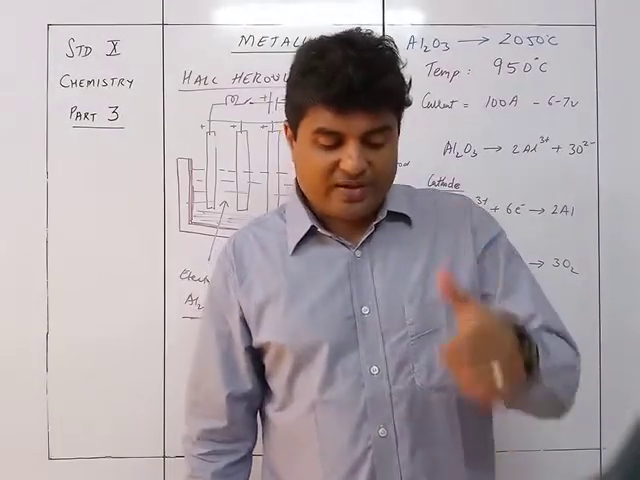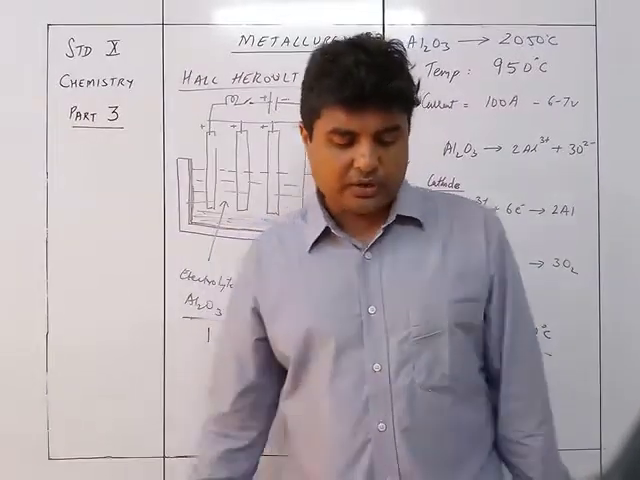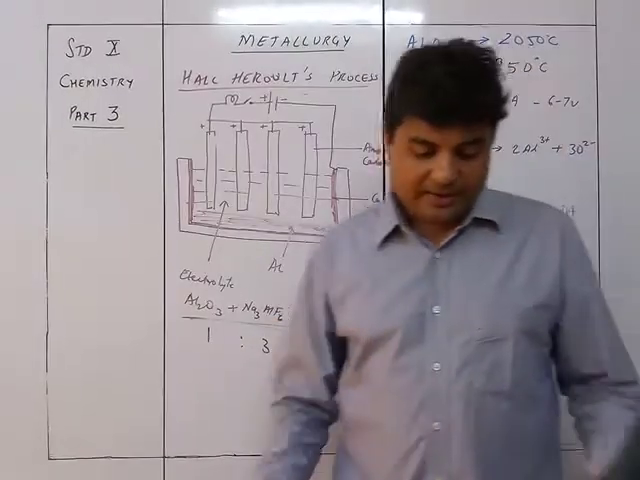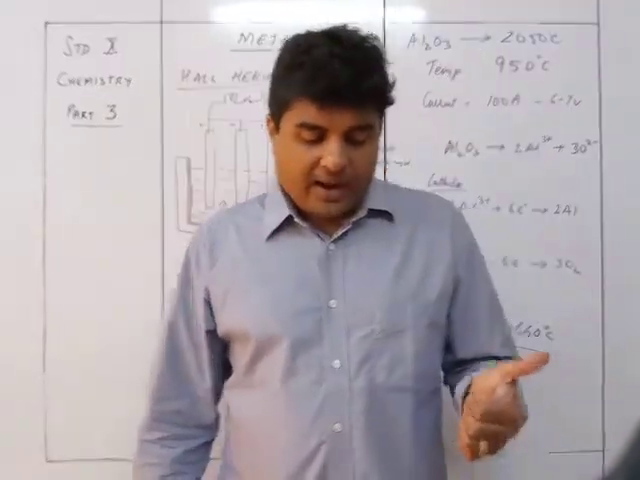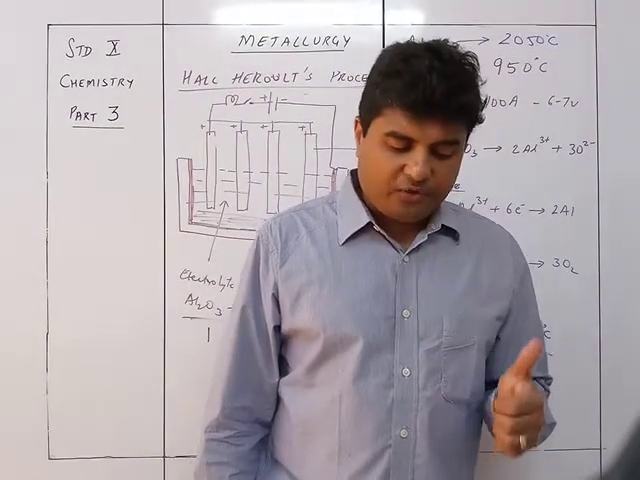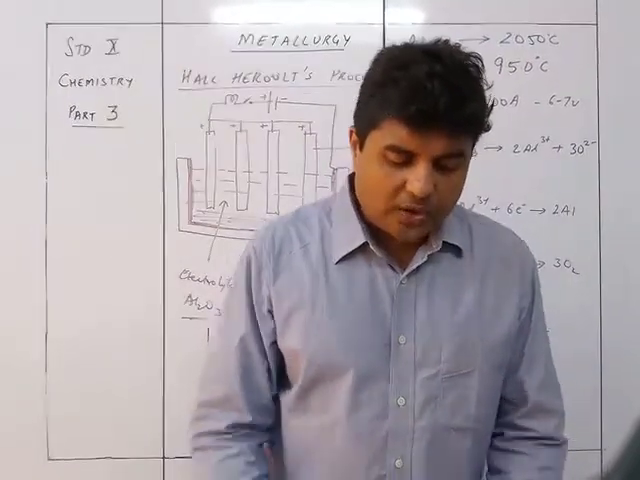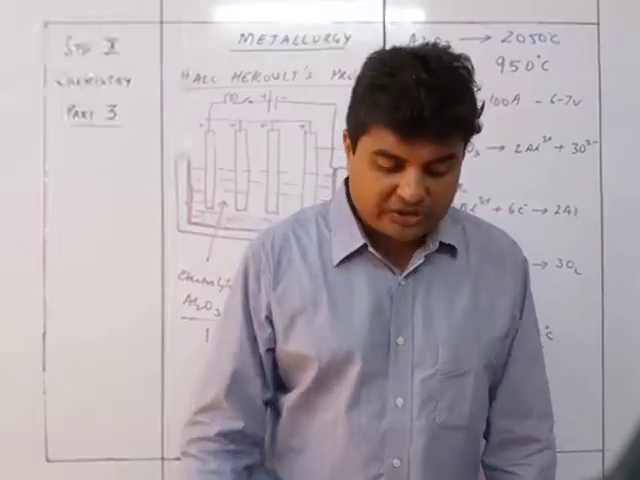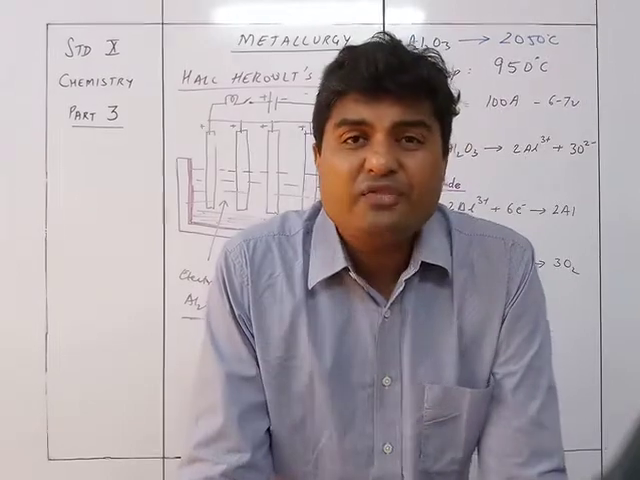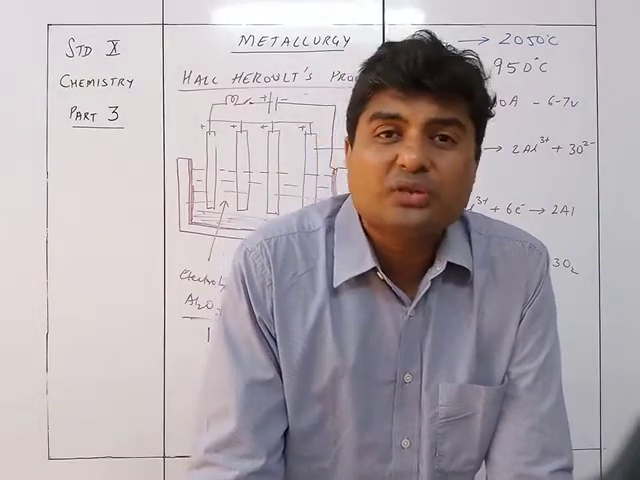So first of all, why are we adding the fused cryolite and fluorspar? Why is cryolite and fluorspar added? Let's see one by one. Addition of mainly cryolite in the higher ratio and fluorspar lowers the fusion point of the mixture. That is, the mixture fuses, melts around 950 degrees Celsius instead of 2050 degrees Celsius.